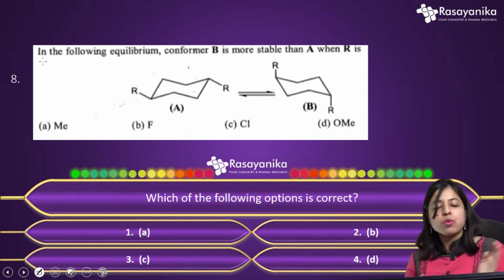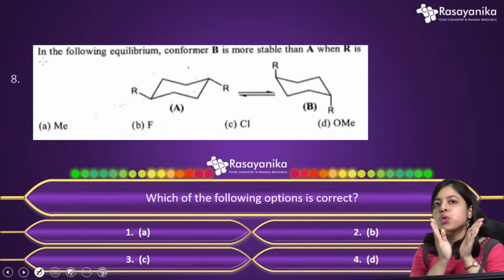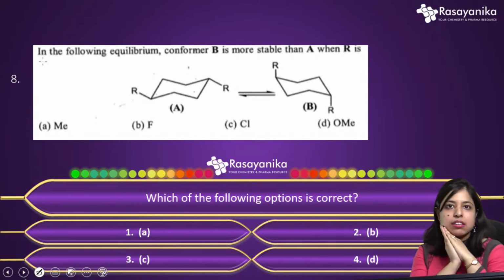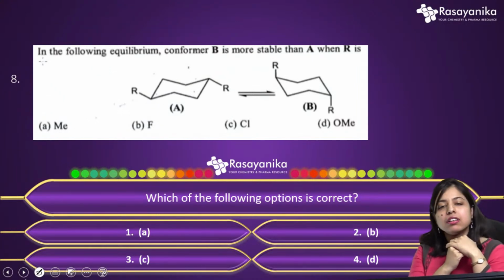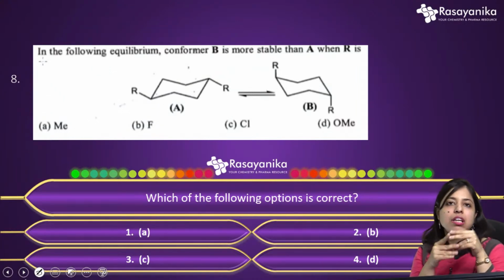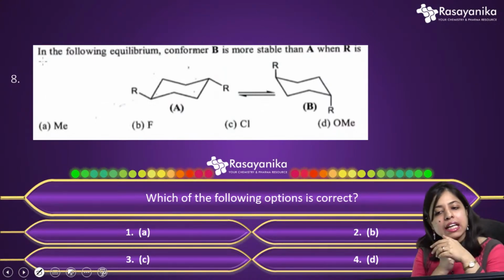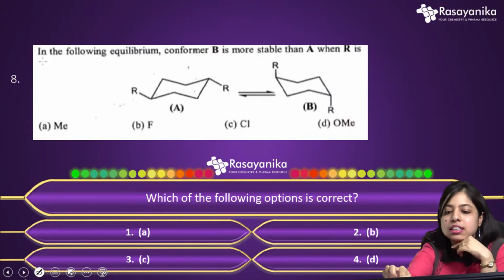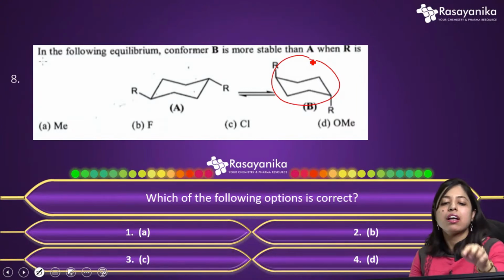Okay, so let's move to our explanation. Before answering this type of question, you need to consider one thing. In a cyclohexane form, if the groups are in the axial position, then the conformer basically becomes less stable, right? We all know that. But in our question, it is told that the B conformer, where the groups are in axial position, is more stable than where the groups are in equatorial form.